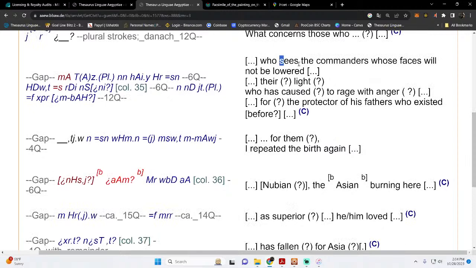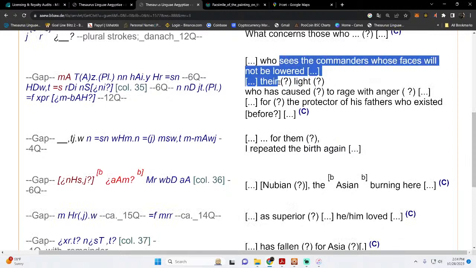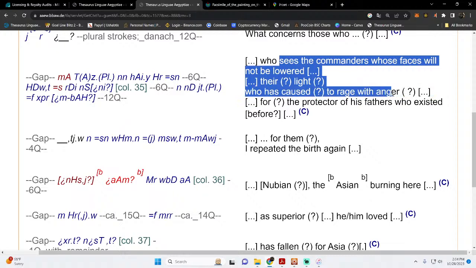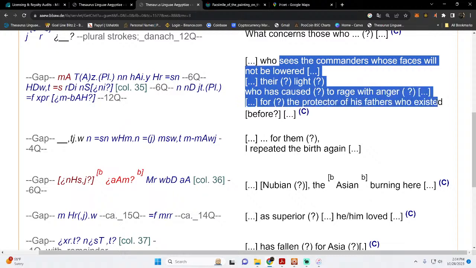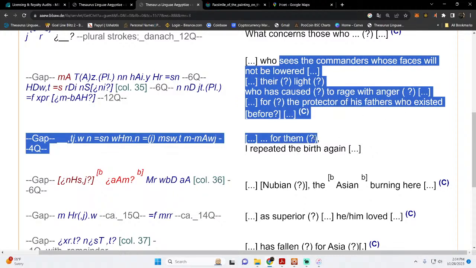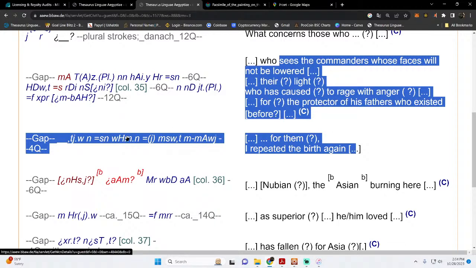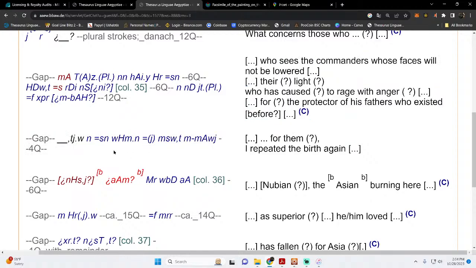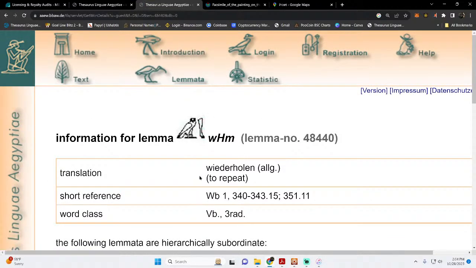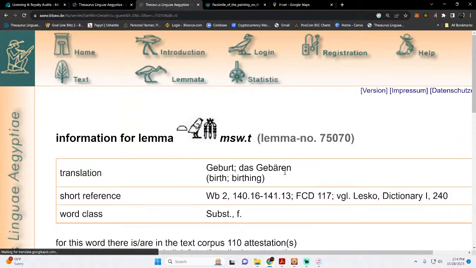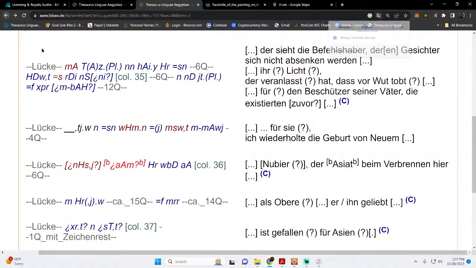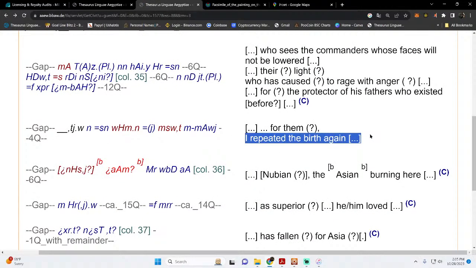Now it says, who sees the commanders, whose faces will not be lowered. Their light who has caused the rage with anger for the protector of his fathers who existed before. For them, repeat the birth again. This is with him right here. So now when somebody says something about repeat birth, I keep telling you it ain't what you thought. Here go with him with his suit. As I told you, that would be a term for repeated birth. You see with him, now you see this word for birth? But repeating the birth is used in the negative context here, like they about to get murked.